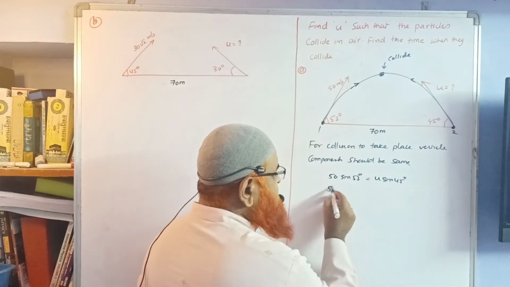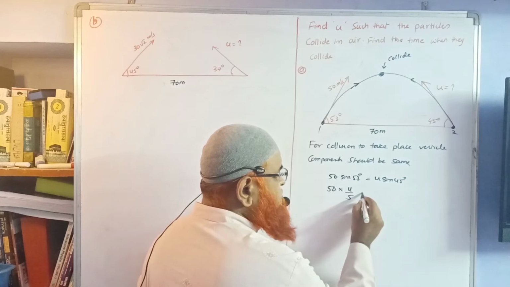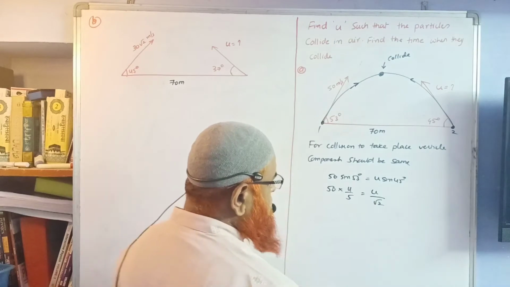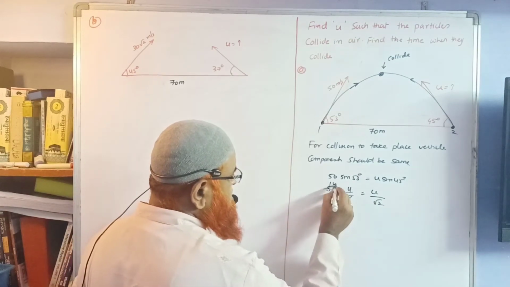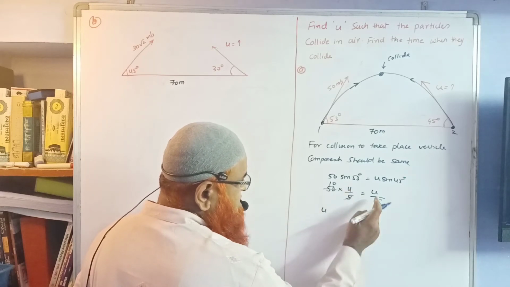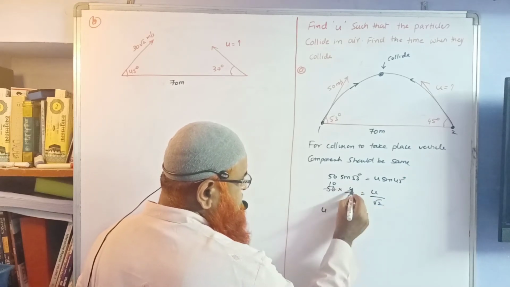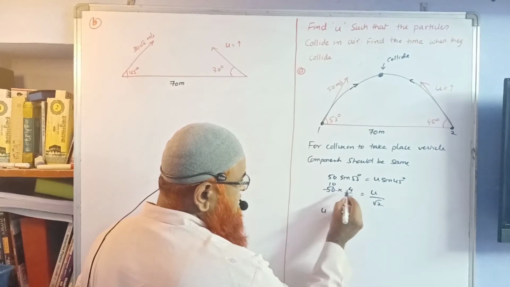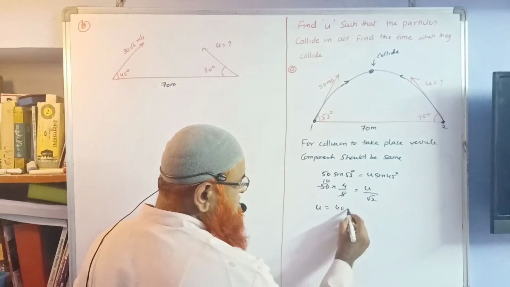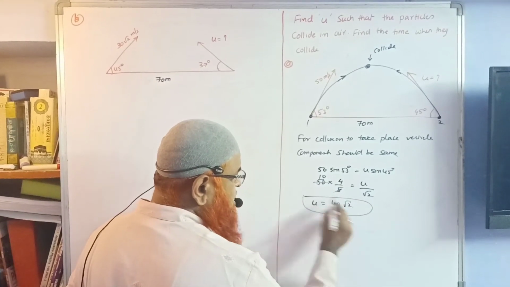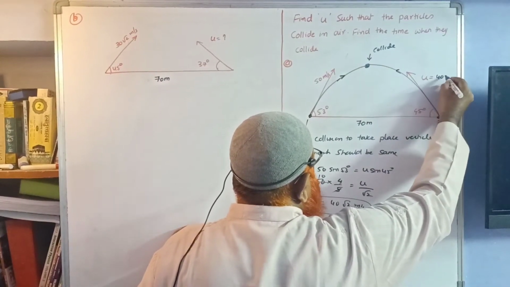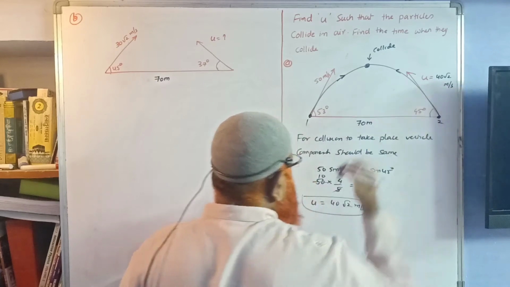Sine 53 degrees is nothing but 4 by 5, and u sine 45 is nothing but u by root 2. So 4 into 10 is 40. So u will become 40, and this root 2 comes to this side, so it becomes 40 root 2 meters per second. So we got the velocity of the second body, that is 40 root 2 meters per second.